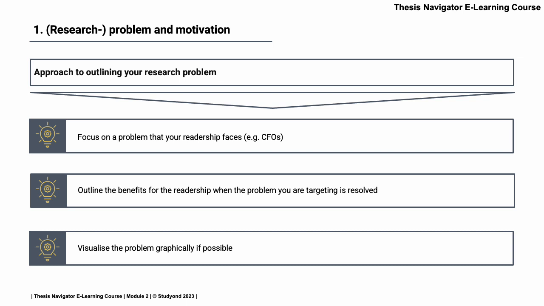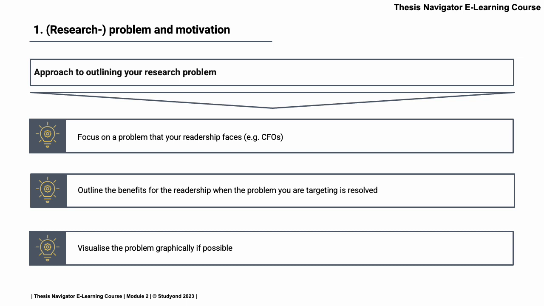Second, emphasize the benefit for the people if the addressed problem is solved, or show the cost for the people if the problem is not resolved. In the example of the effects of home office work on employee productivity, you could, for example, highlight with figures how much money companies lose annually due to the reduced productivity.